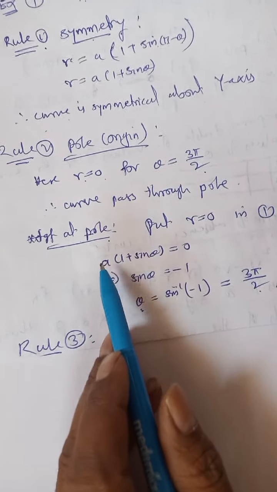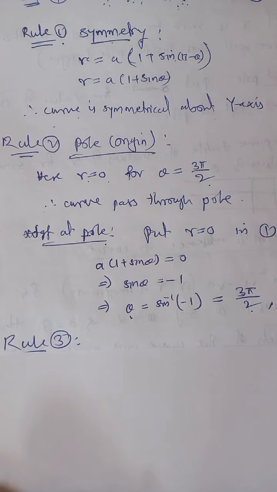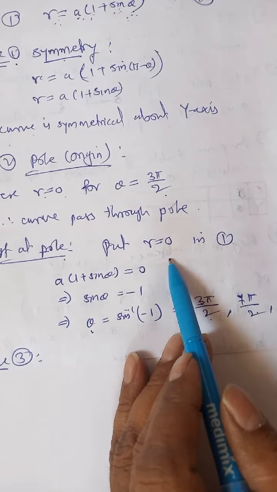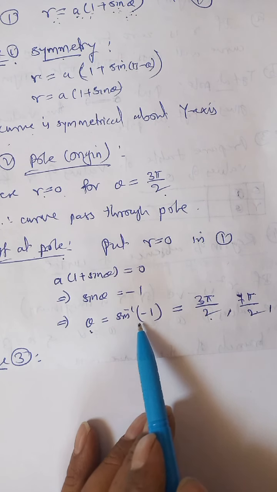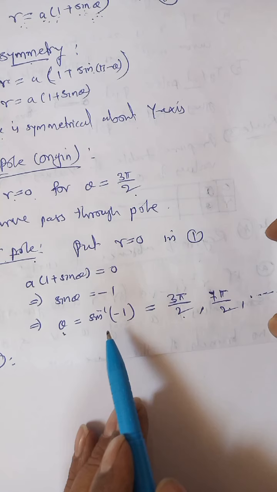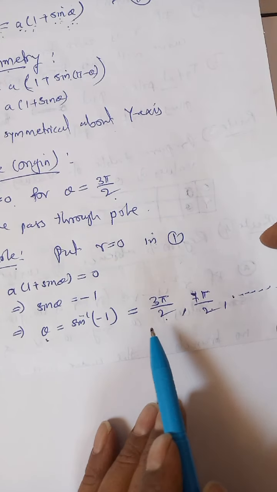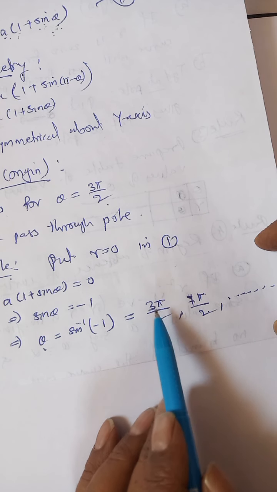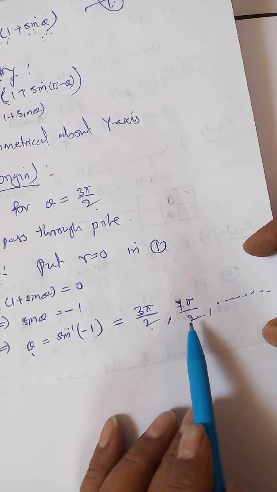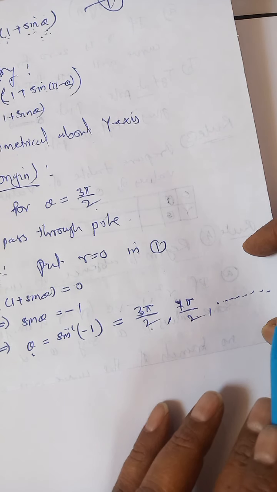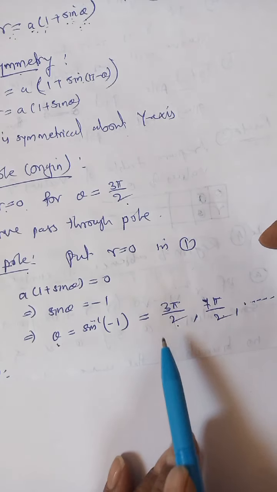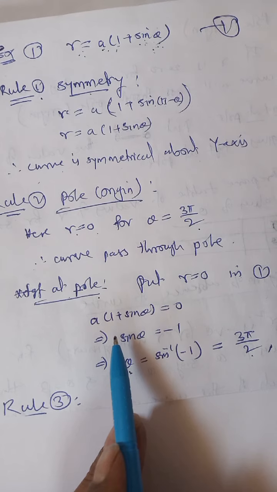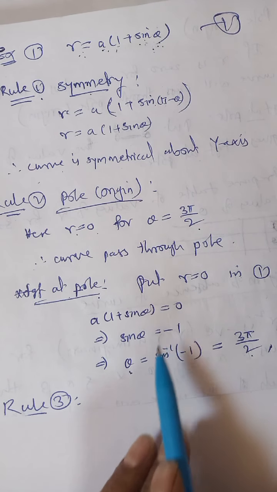Since the curve passes through the pole, we'll find the tangent at the pole. So substitute r equals 0 in equation 1. So we have got theta equals sine inverse of minus 1. As we know, sine inverse x is a multi-valued function, so we'll get multiple values of theta: 3 pi by 2, as well as 7 pi by 2, 11 pi by 2, and so on. All are tangents at the origin or tangents at the pole. Right?